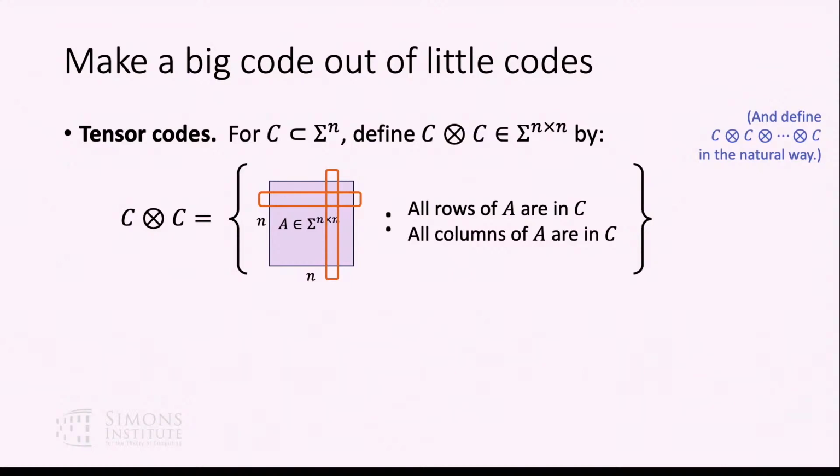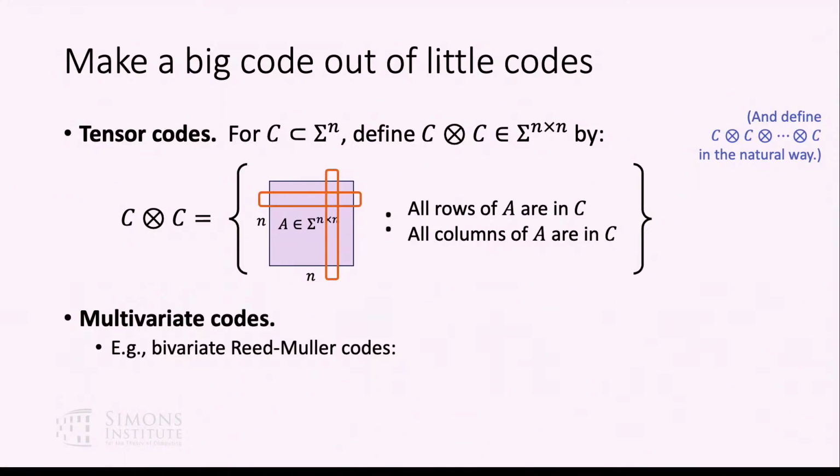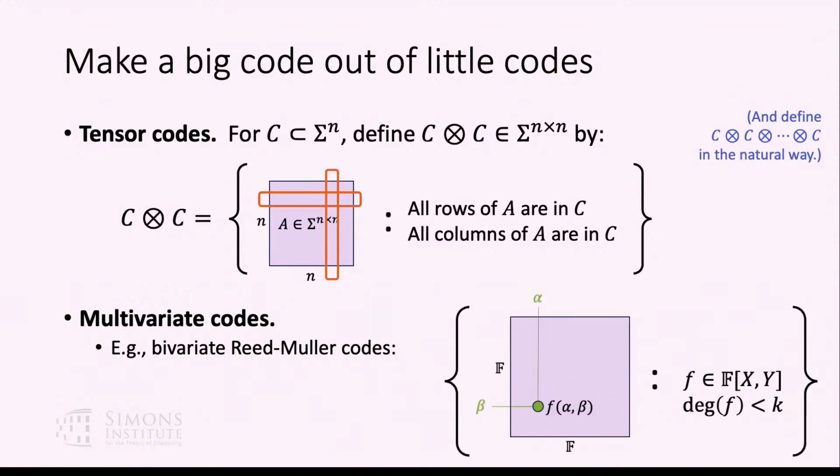Another place where we see this is in multivariate codes. So for example, I'll just draw a picture of bivariate Reed-Muller codes. A bivariate Reed-Muller code is the bivariate analog of the Reed-Solomon code that we saw last time. The code words are, again, matrices, where the rows are indexed by field elements beta, the columns are indexed by field elements alpha, and what goes in the alpha-beta place is f of alpha beta for some low degree polynomial f.